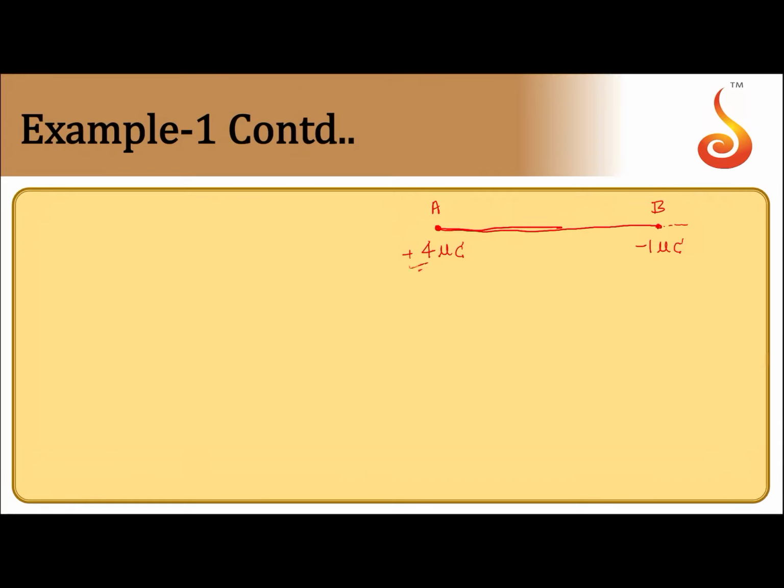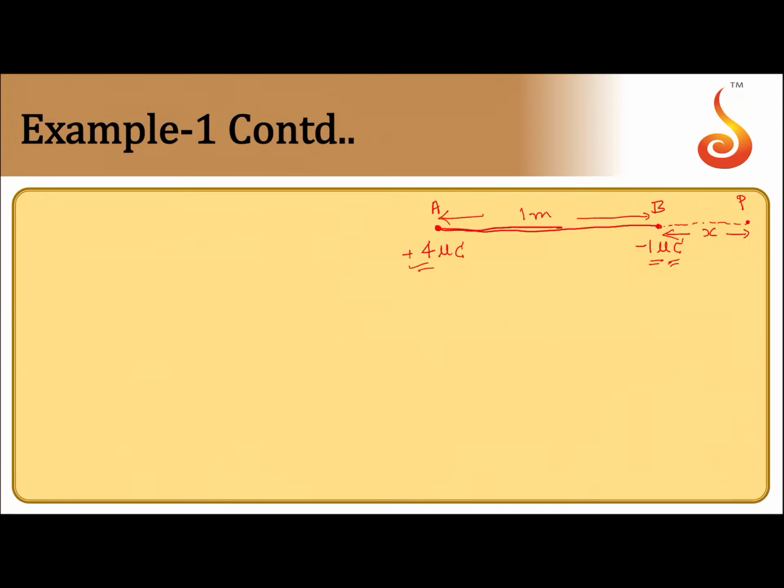Notice one thing, these two are unlike charges. When it is unlike charges, the null point will divide the line joining AB externally, and it will be nearer to the weaker charge. That means it will be nearer to the minus 1 microcoulomb, so it will be somewhere here. Let us say this point is P. So P is the null point. Let us say it is located at a distance x from charge B, and the distance between A and B is given, it is 1 meter. So we need to find x.